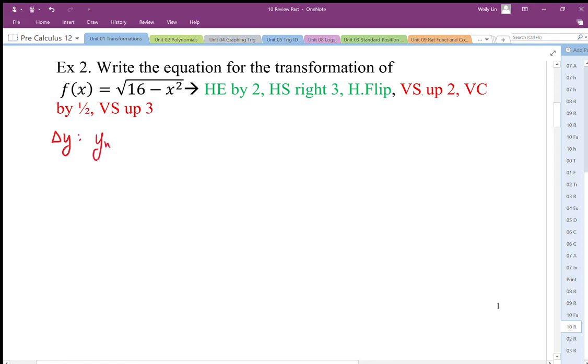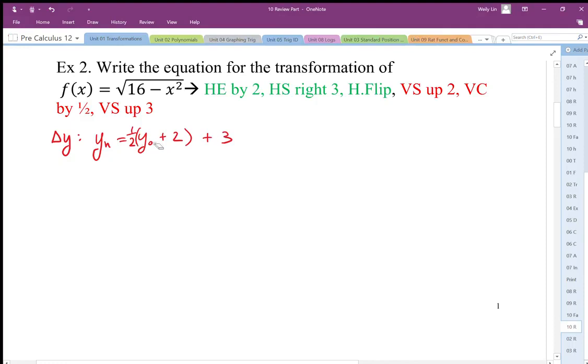I get a vertical shift up. So I'm going to take my old y and shift it up plus 2. It compresses by 1/2, so I'm going to put it all in brackets. The next step is times by 1/2. And to do it last, I need to put this outside the brackets now. It's going to go up 3. So this is my overall transformation.